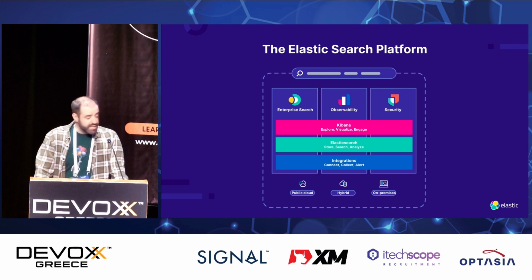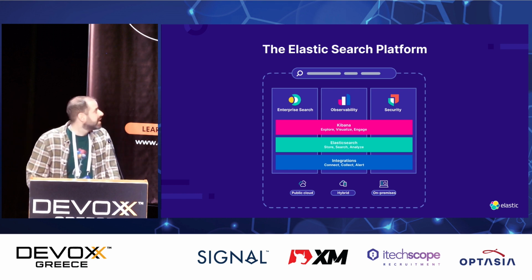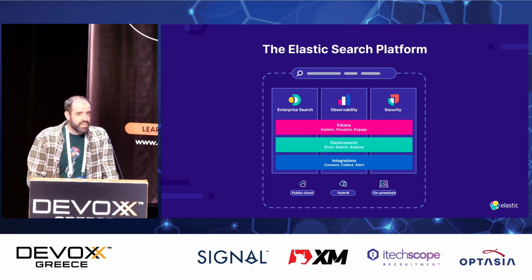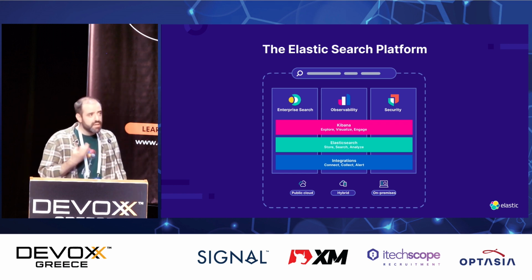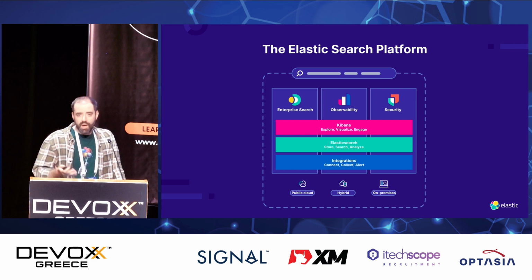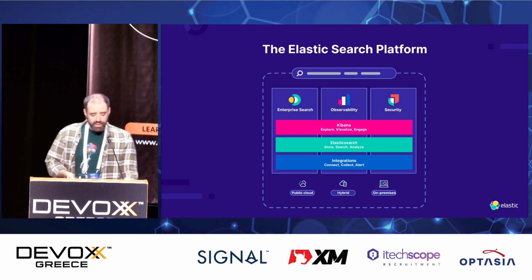These solutions use the technology stack that we have, which comprises three main technologies. We have Kibana, which is used for exploration, visualization, and engagement. We have Elasticsearch, which we will focus on in this presentation, which is for storing, searching, and analyzing. And we have a lot of integration technology out there for collecting data and alerts. All these solutions can be run either on public clouds, such as Amazon AWS, Microsoft Azure, or GCP from Google, on hybrid infrastructure, or on-premise, on your own infrastructure. So let's go directly into Elasticsearch.